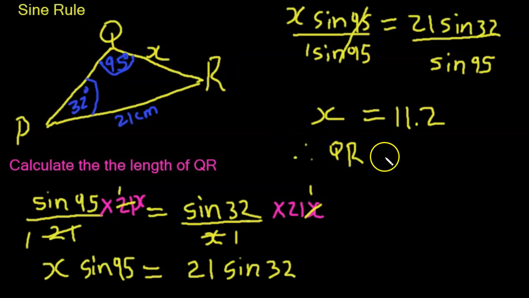So the length of QR would be same as x, and the units, what are the units we're using now? The unit here is centimeters. So QR is 11.2 centimeters. That's it.